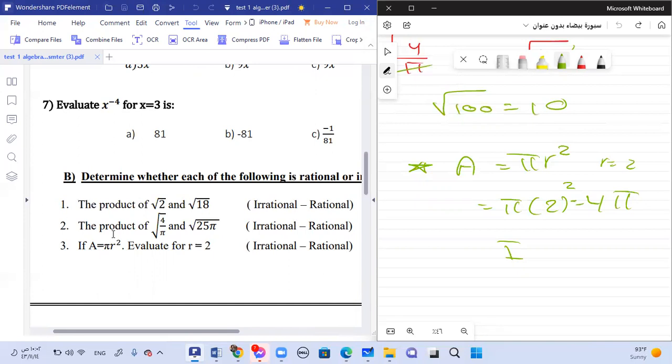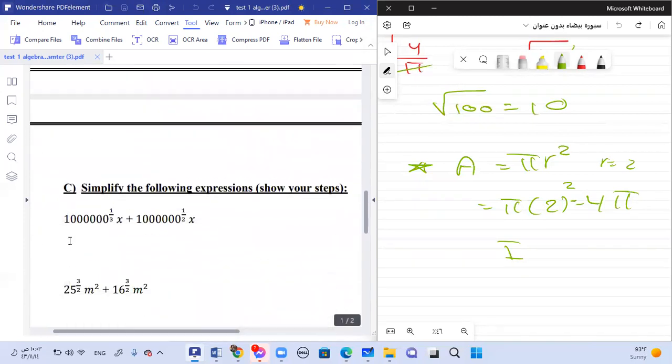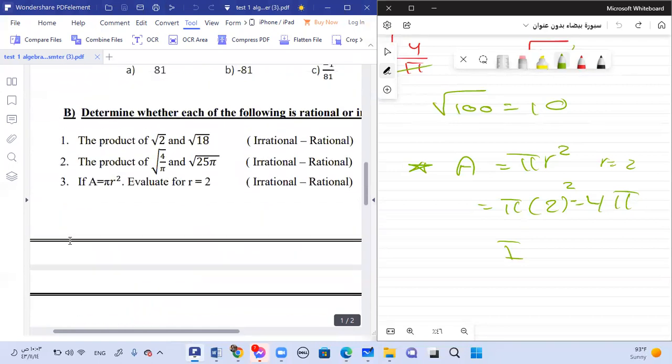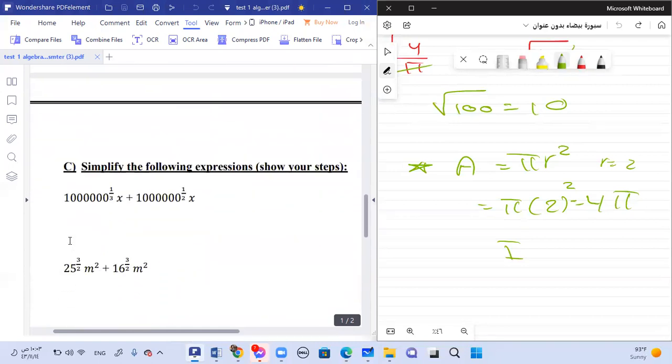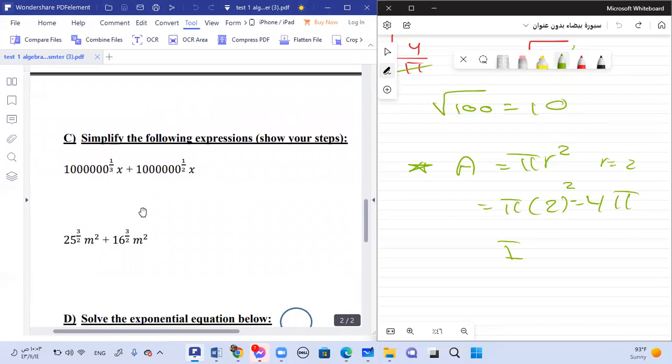This 4 multiplied by pi, we use shift, and we should write it on the calculator to find the answer. So 12.4 is the correct answer. It will be irrational. Okay, any problem? No. Any problem? No. Okay, another idea is very important.